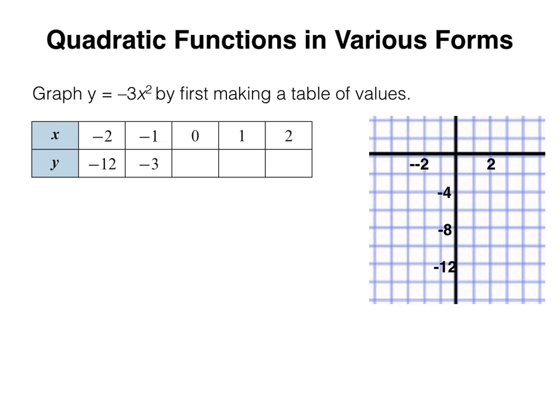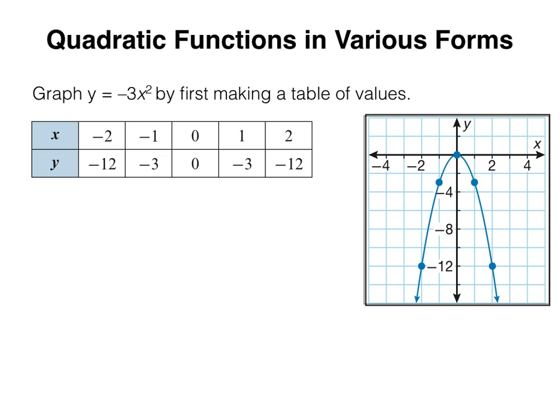I'm going to square 0 and get 0. 0 times negative 3 is 0. Squaring 1, I get 1. 1 times negative 3 is negative 3. And the value of the curve at x equals 2 is negative 12. So I'm going to plot these points, and I'll connect them with our curve.